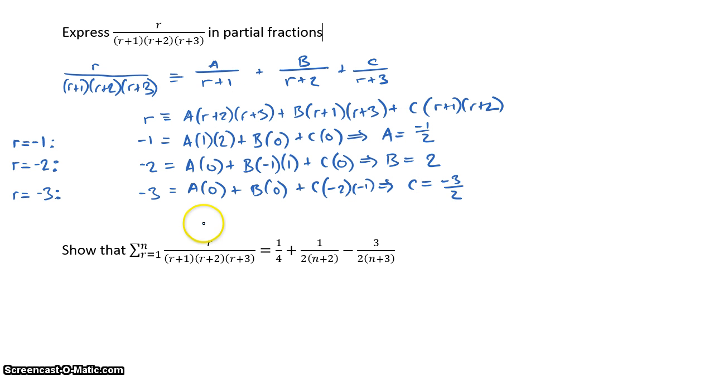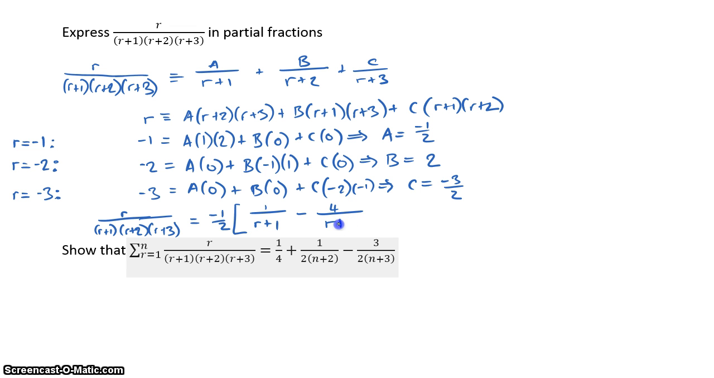So at the end of the day, what do I have? I have r over (r plus 1)(r plus 2)(r plus 3) is equal to, let me just factorize out -1/2 to make things slightly easier, then 1 over (r plus 1) minus 4 over (r plus 2) plus 3 over (r plus 3). And so that's the first part.